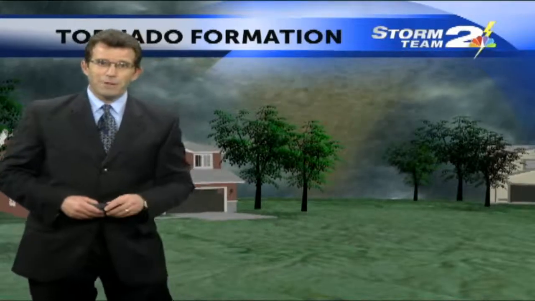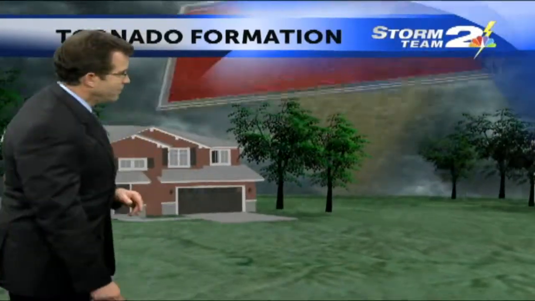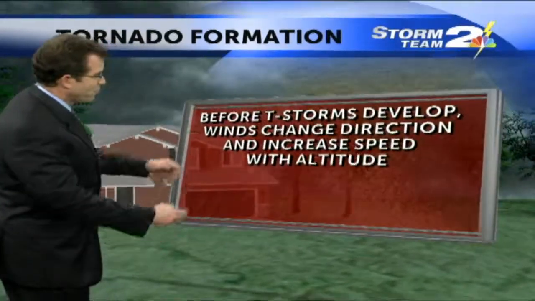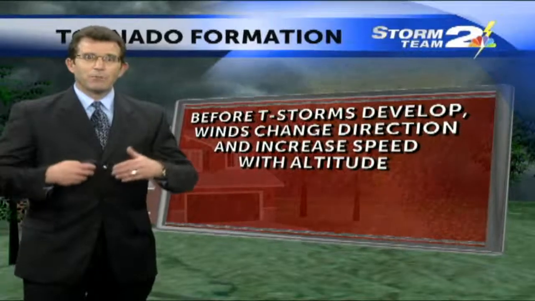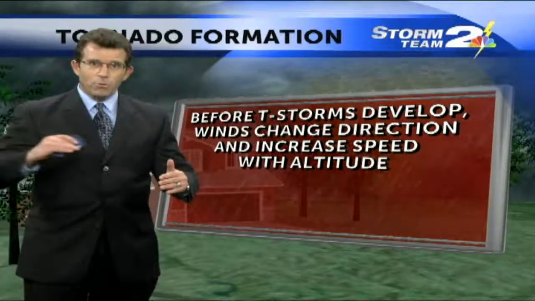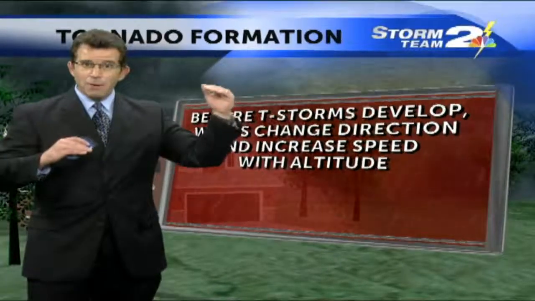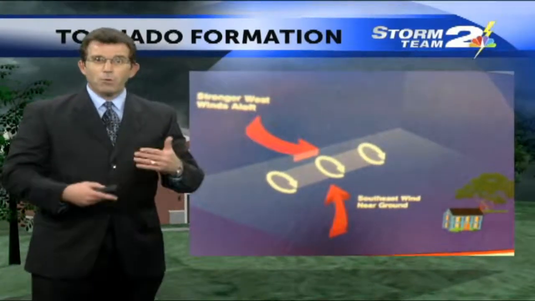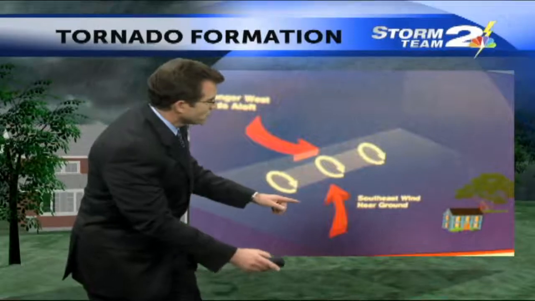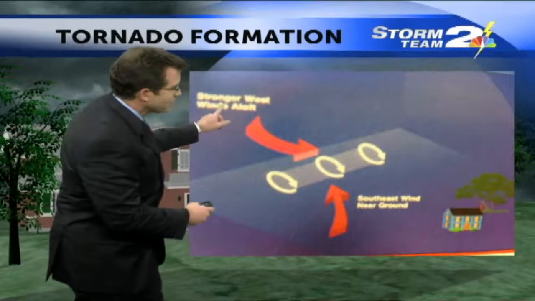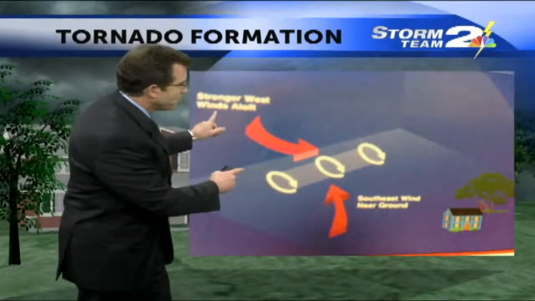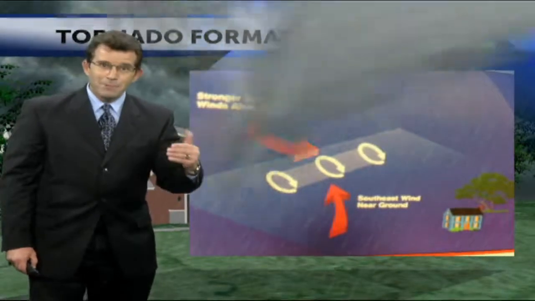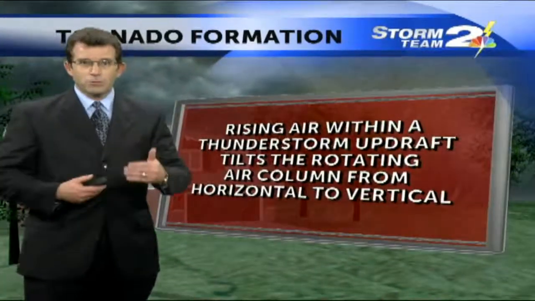But tornado formation really starts out with thunderstorms, and what happens is before thunderstorms develop, winds can change direction and speed with altitude or with height. It's what we call vertical wind shear, where you have winds coming from one direction at one altitude, maybe another direction from a different altitude, also a different speed. So this is kind of what it would look like. You would have a rotating column of air more horizontal, where you've got more surface winds near the ground, say coming out of the south and east. Upper level winds just above the surface could be coming in from a different direction and maybe be a little bit stronger. So that would cause the air to rotate.